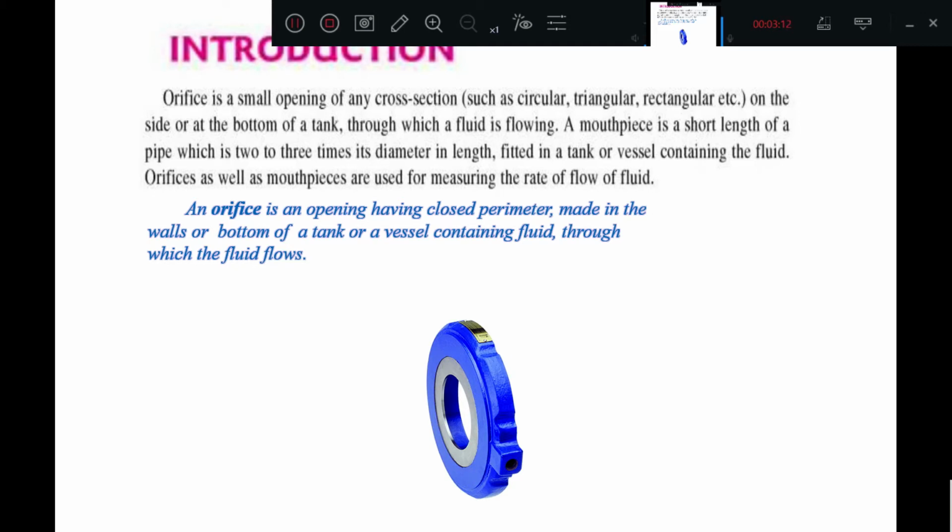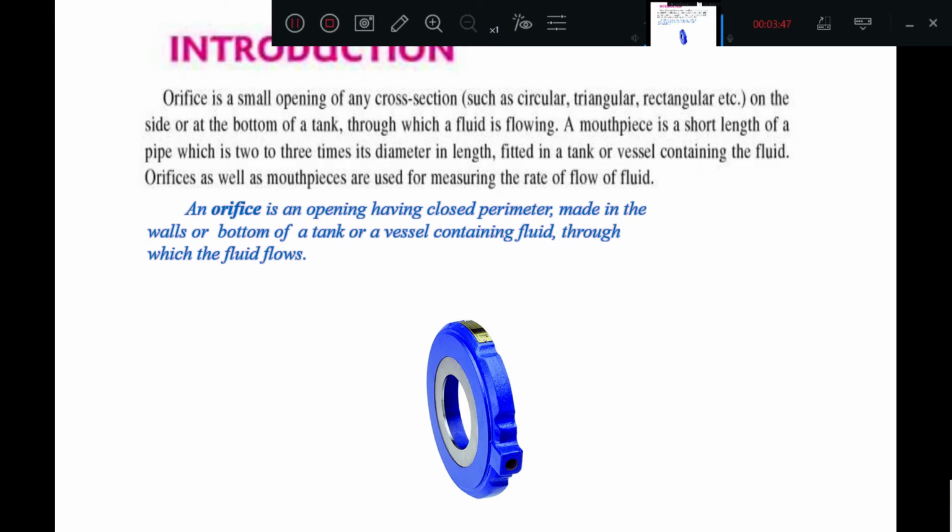To understand, an orifice is nothing but an opening of any cross section. It could be circular in shape, or triangular, rectangular, or any other shape. It's an opening provided on the side of a tank or at the bottom of the tank, just to draw the liquid or to transfer liquid from one tank to the other tank.